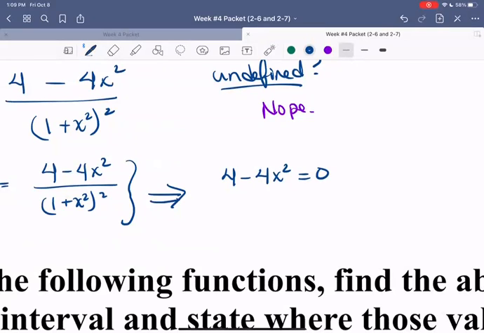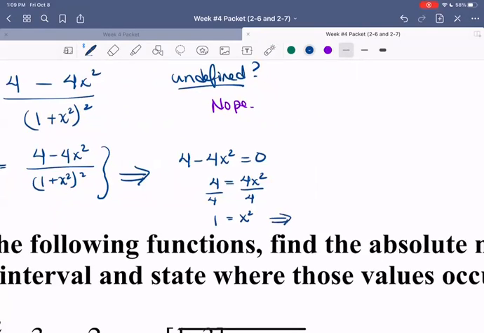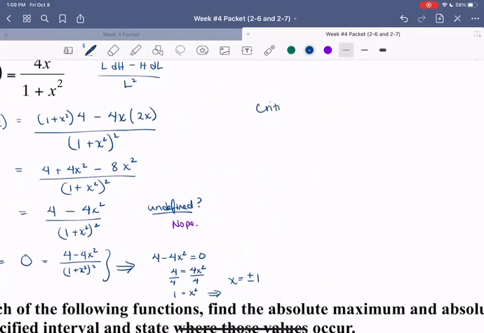All right, let's look together. So we can add the 4x squared over to the other side. So we get 4 must then equal 4x squared. Divide both sides by 4, and we get 1 must equal x squared. So that tells us we have two options for x, and that is x needs to be equal to plus or minus 1. So then our critical points are when x is equal to -1 or +1.